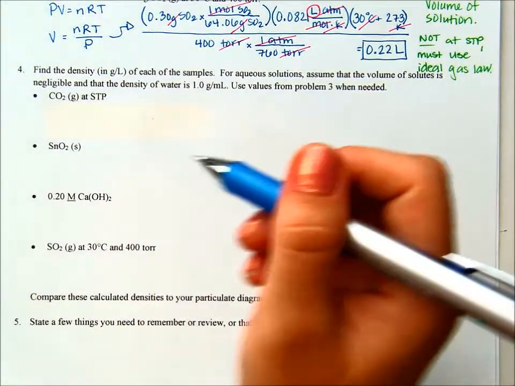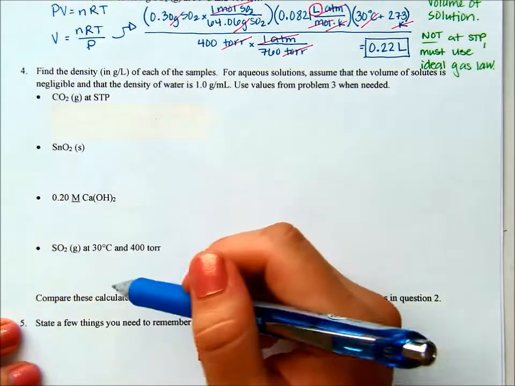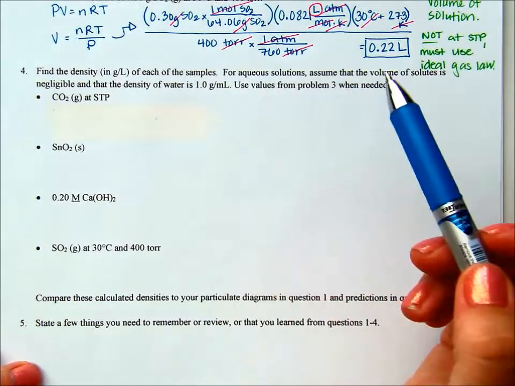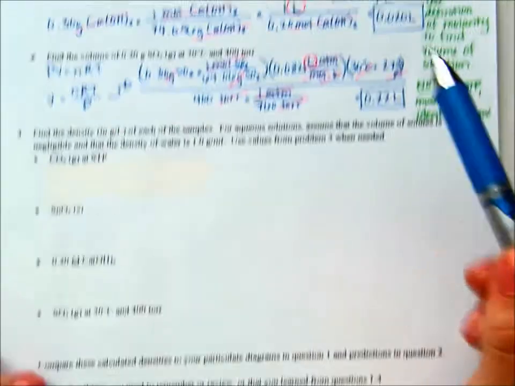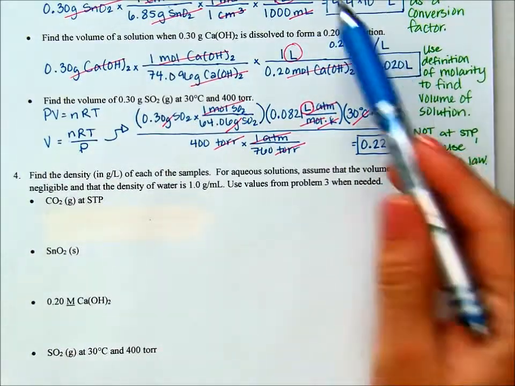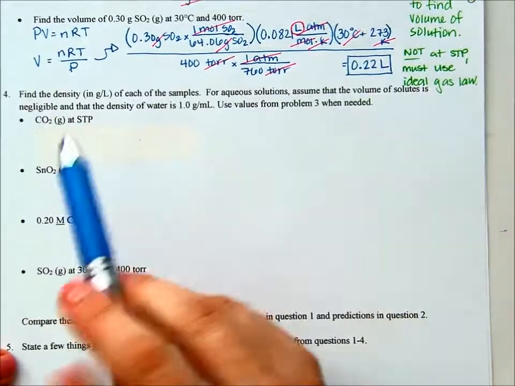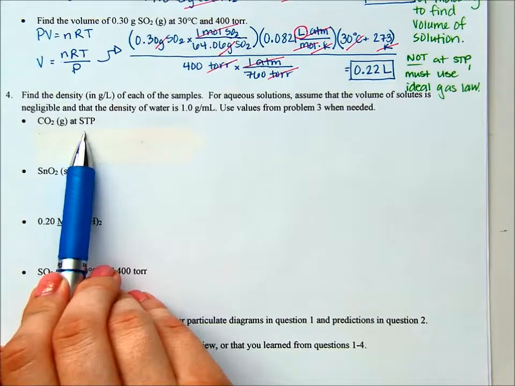Okay guys, so for number 4, we're going to find the density of all of these different samples that we already looked at in the previous problem. We're going to use values from problem 3 when needed. So that means that all these liters, all these volumes that we already calculated, we don't need to do that again. Okay, so first up is CO2 gas at STP, at standard temperature and pressure.